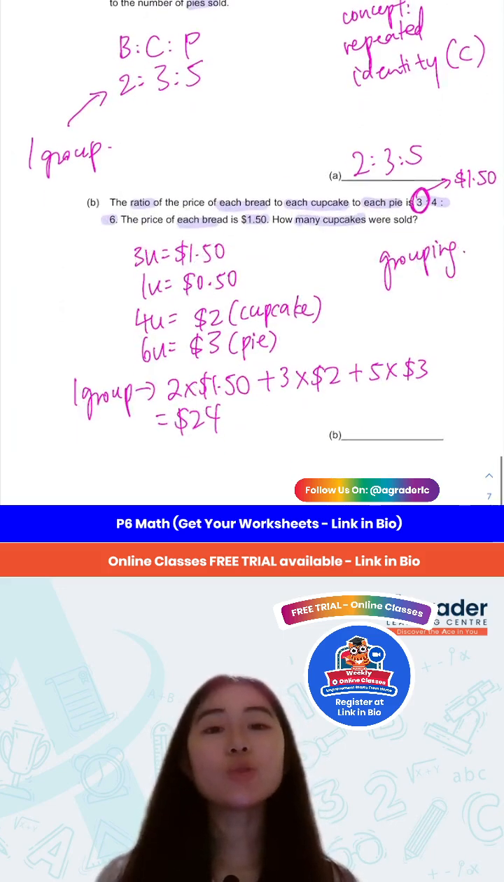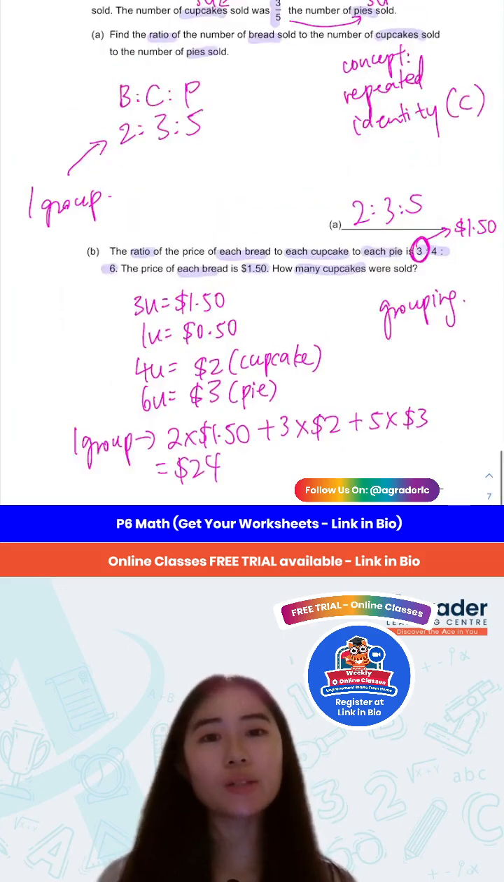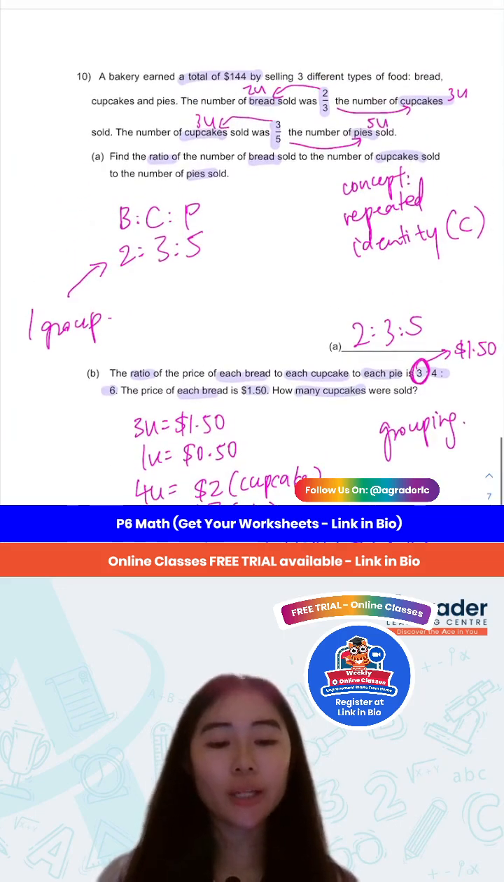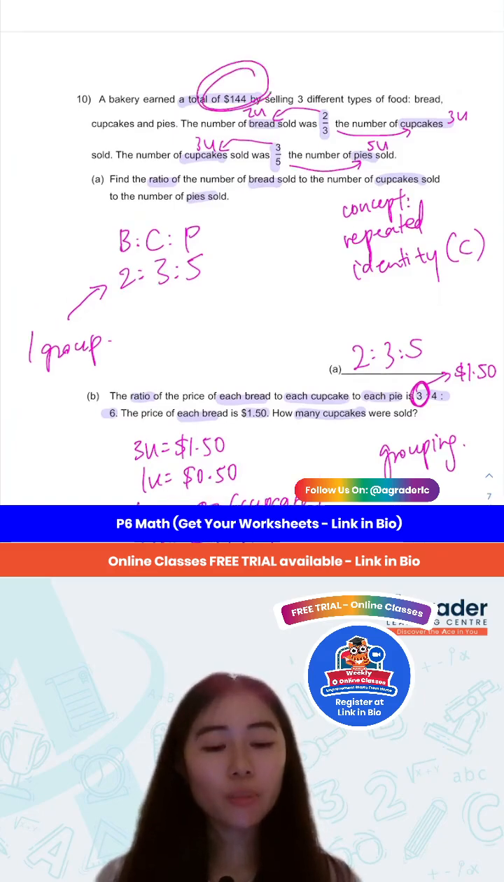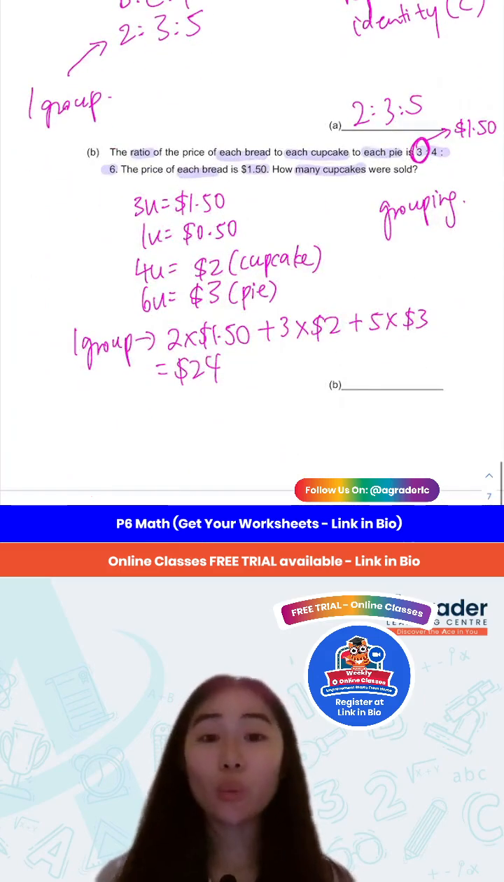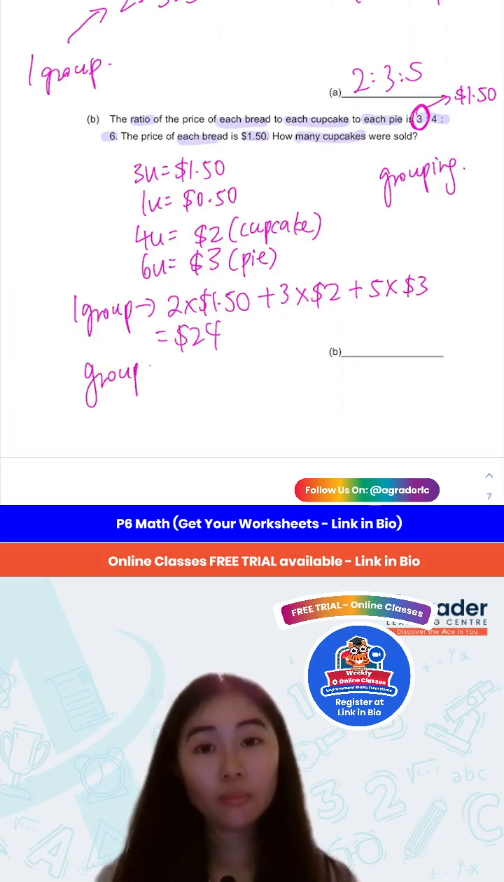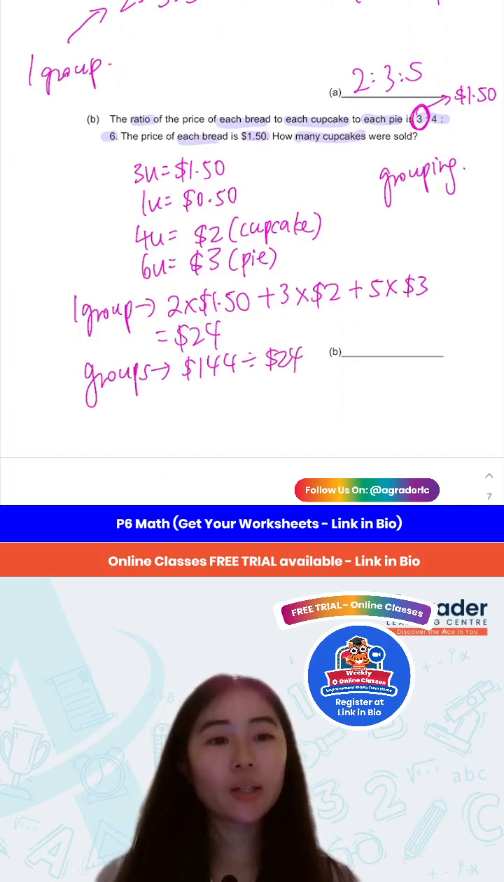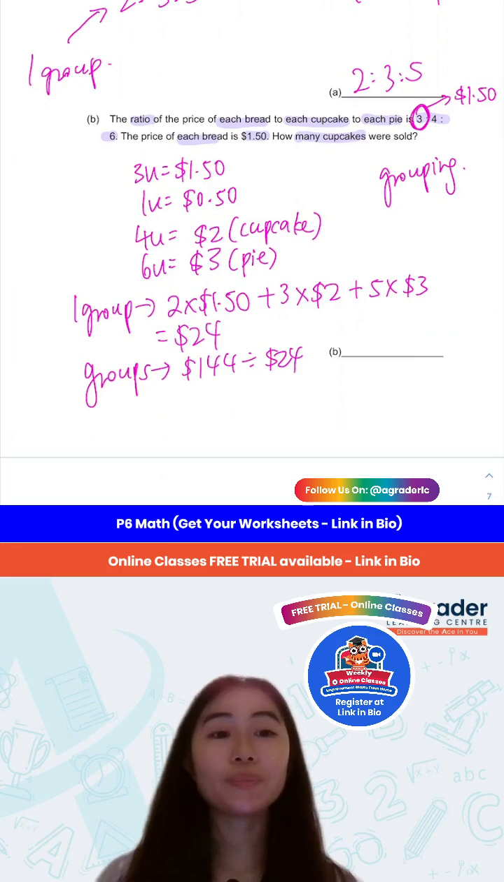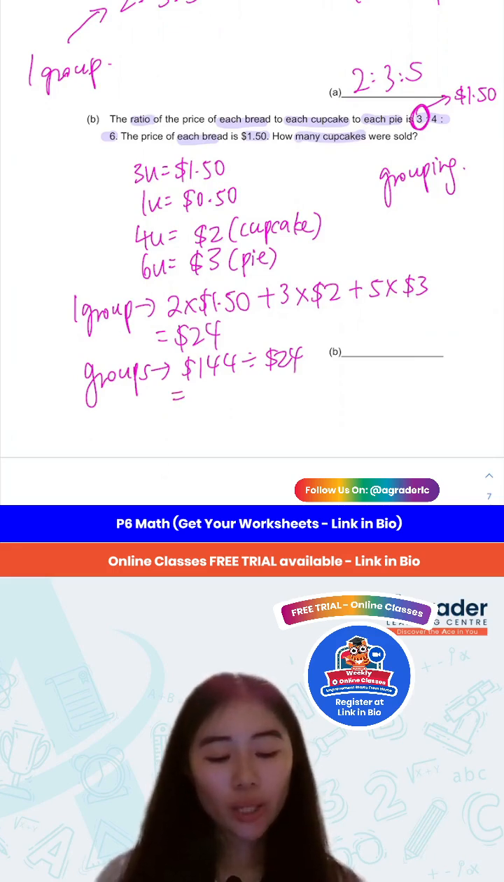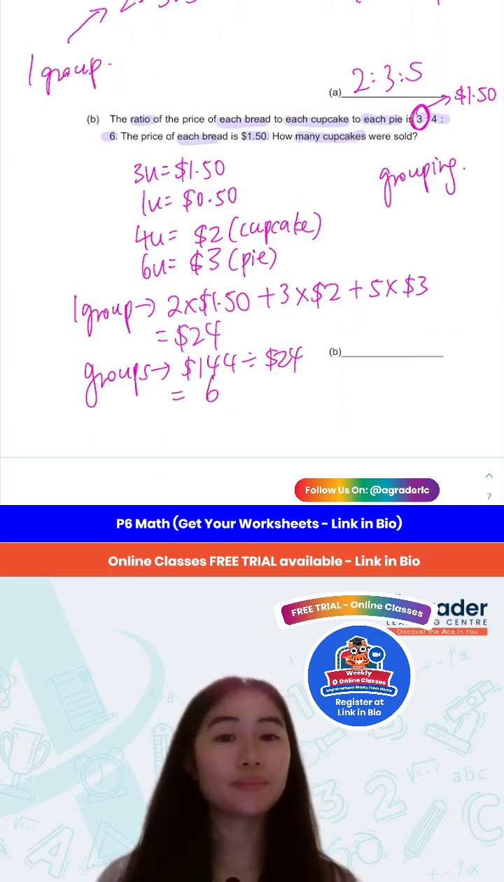Okay, but this $24 is only for one group. It's not enough because this is not the actual amount of money, right? If you look at the question, the actual amount of money is $144. So that means there must be more than one group. You need to find out how many groups there are. So we are going to use 144 divided by 24. That gives you 6 groups.